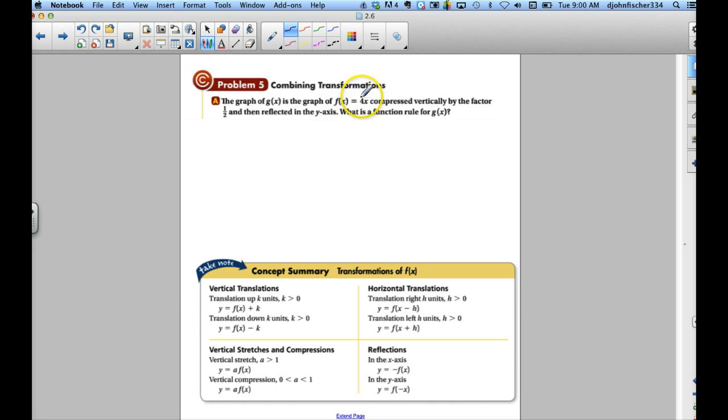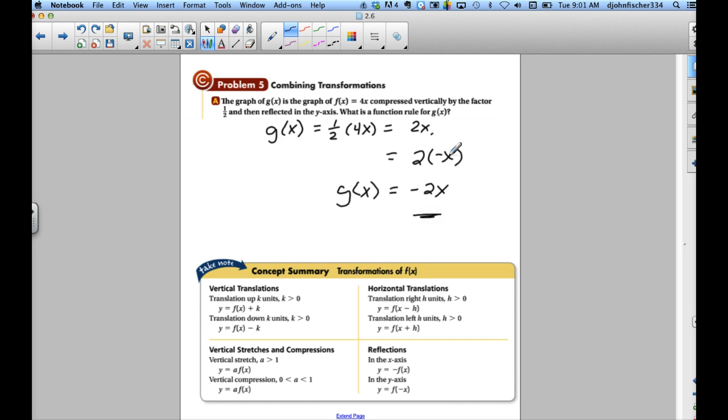Okay, first it's compressed vertically by a factor of 1/2. So my new function, I'm going to do this in a couple of steps. The new function is going to be 1/2 of 4x, which is equal to 2x. So there's my first one. And then it says reflected in the y-axis. Now the y-axis, remember, deals with a negative x, so therefore it's going to be plugging in negative x into this equation, 2 times a negative x, which is equal to a negative 2x. So my new function that's compressed by 1/2 and flipped is negative 2x.